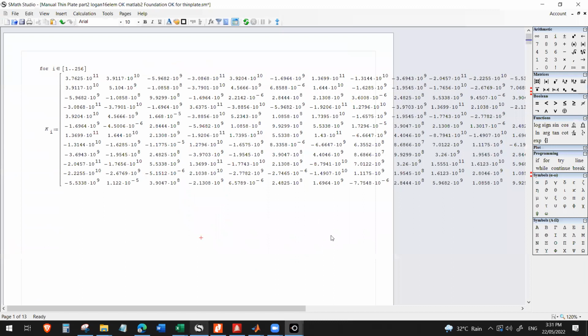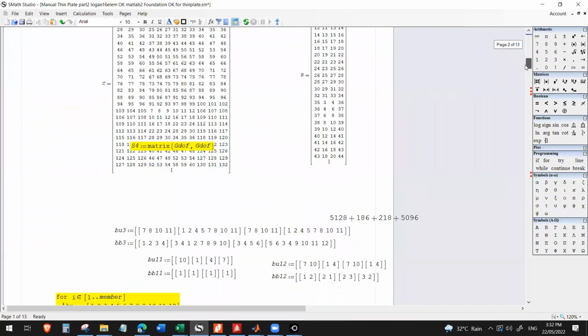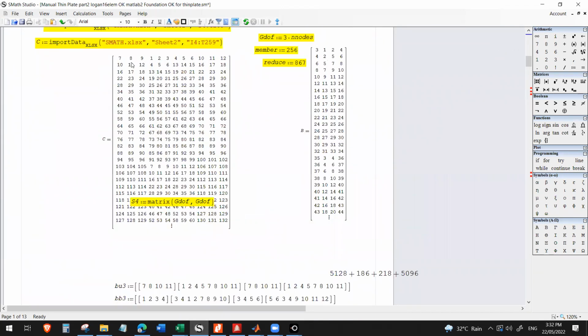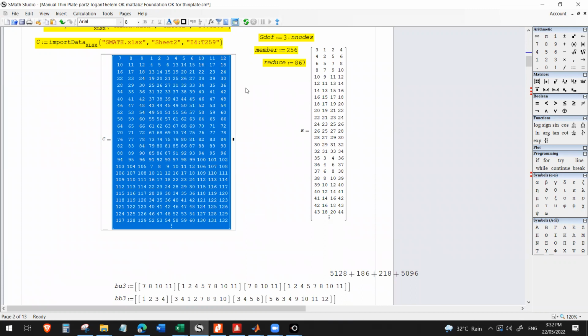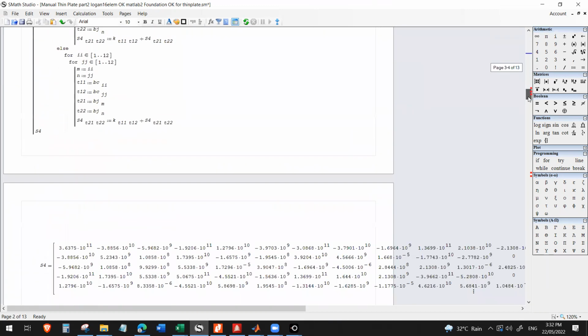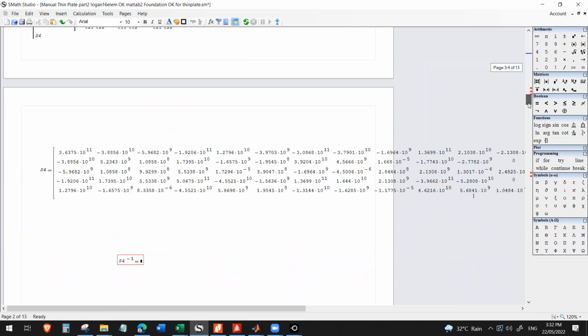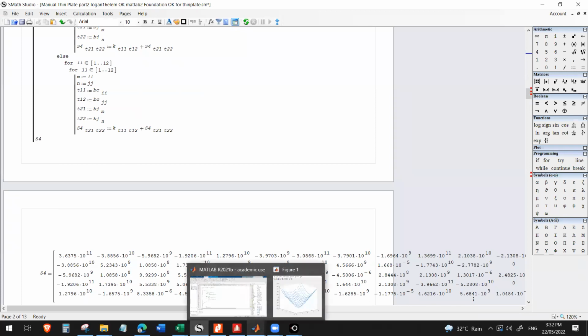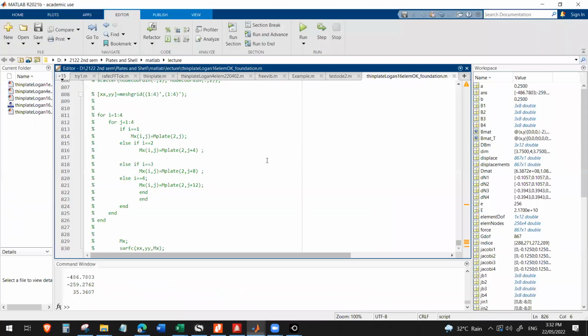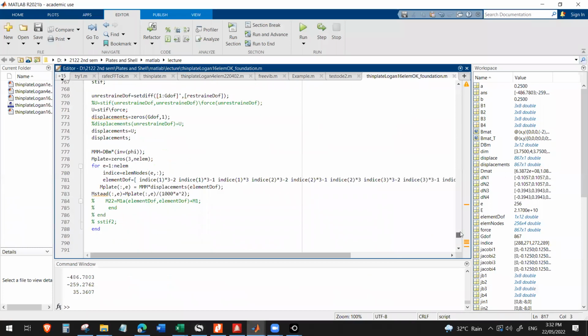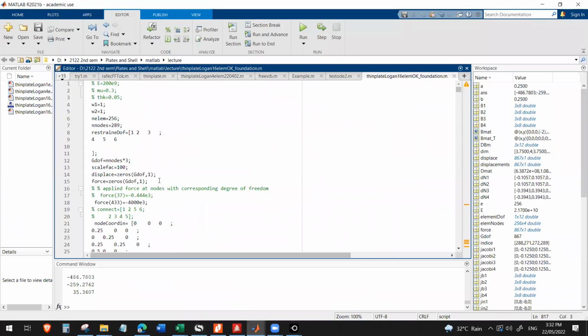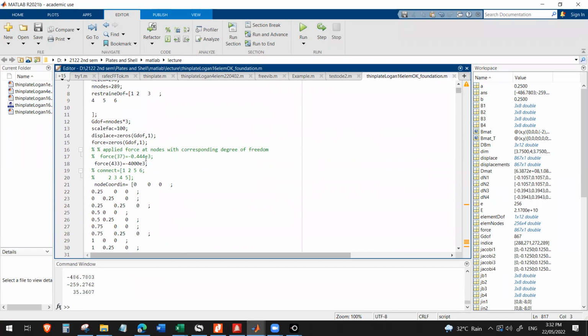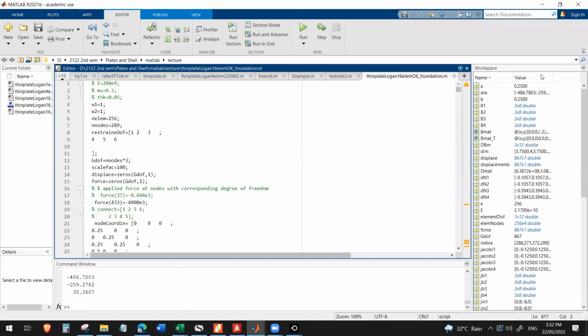So I'll just show using SMAT so you can see the numbers. So if this is the stiffness matrix of a single plate, so these are the incidents of our plate, okay, and so using this, I have my input here.